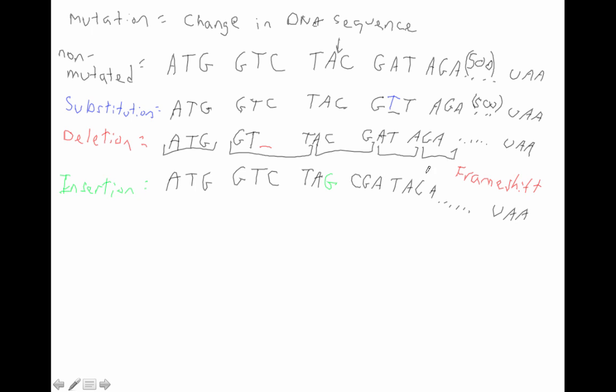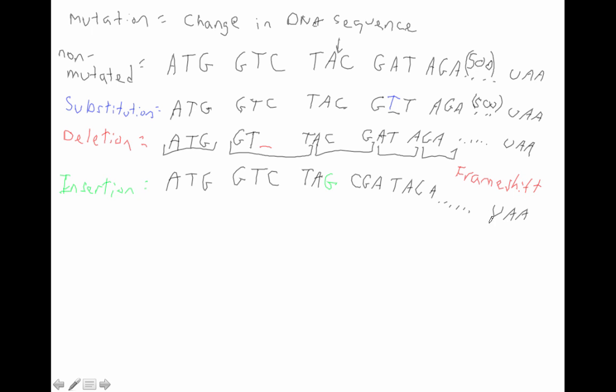What you might have noticed is insertions also create a frame shift. These three aren't affected, these three aren't affected, and now instead of a TAC, we have a TAG. We inserted a base here. Now the next one is going to be CGA. Before it would be a GAT, so we've changed that codon. Then the next one is TAG instead of AGA. Again, we've changed that one, and we're going to change every single codon afterwards, all 500 of them here, until we get to this stop.